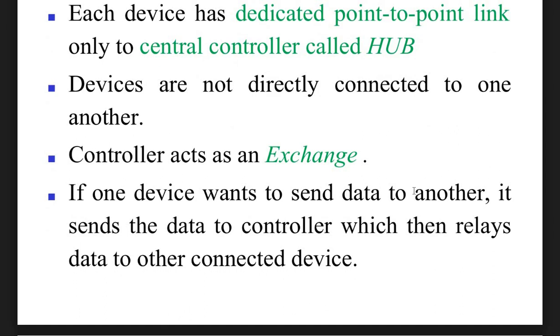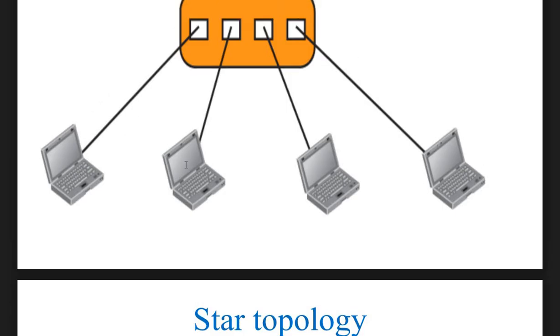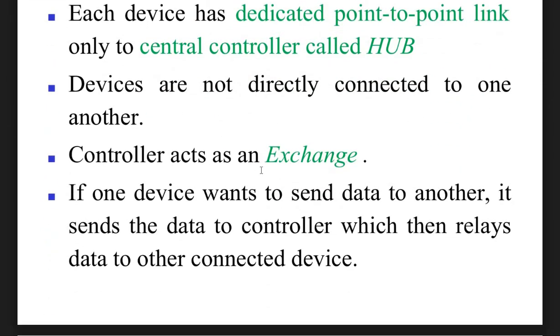Suppose this computer is not connected to that computer directly. If this computer wants to send a message to the second computer, it will send the message to the hub, and from the hub it will be sent to the other one. Like there will be one mediator, I would say. The controller will act like an exchanger. It takes the data from the left person and gives it to the right one, and from the right one to the left one.